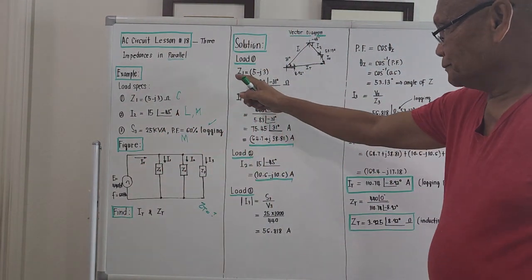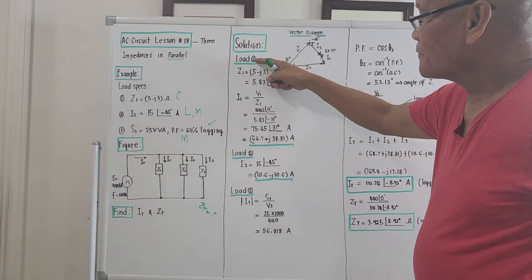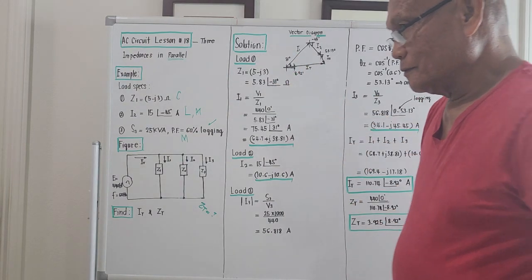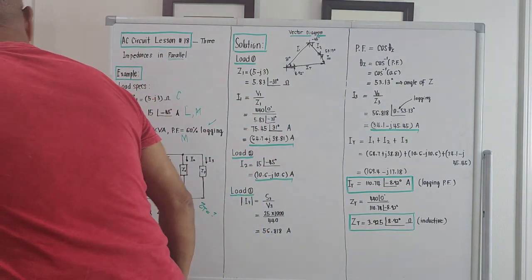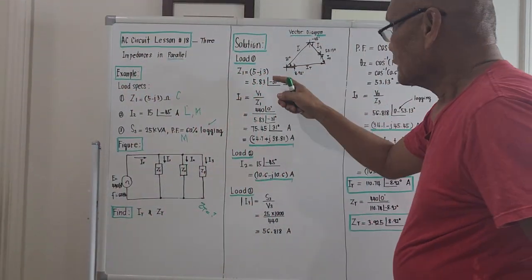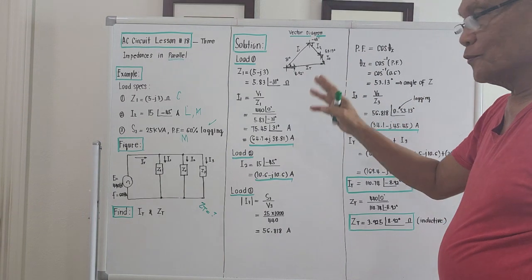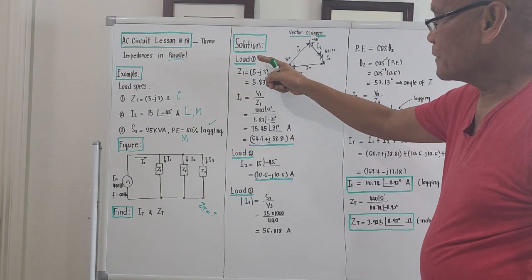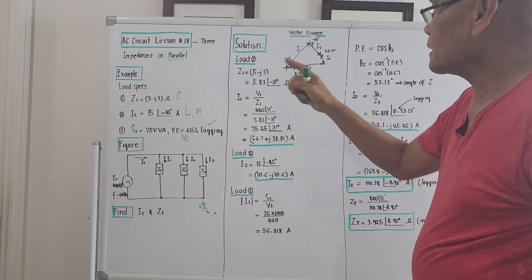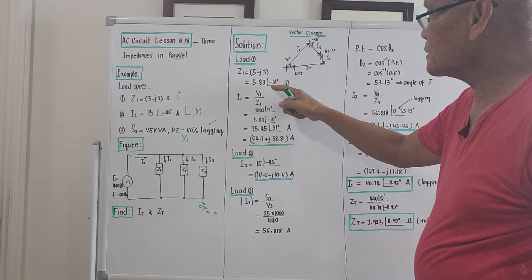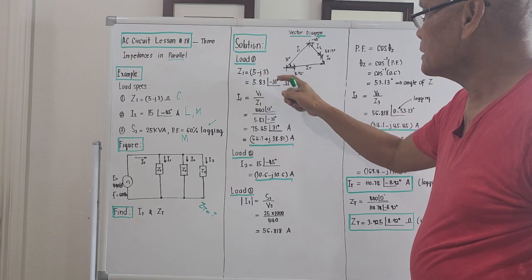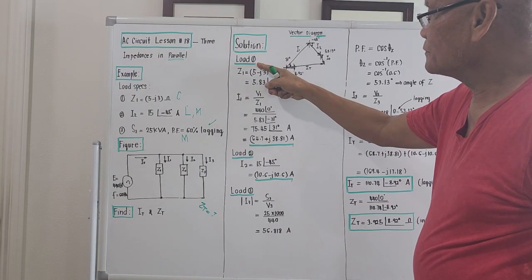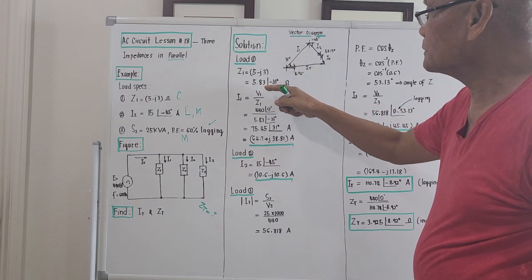For load number 1, Z1 is actually 5 minus j3, capacitive. I will try to bring out my calculator. Rectangular, changing this to polar, so we could determine the magnitude. We divide 3 by 5, take the arctangent. What will come out will be 31 degrees, but it should be negative because this is minus. Take the cosine of this, divide the value of 5 by it, and what will come out is 5.83.